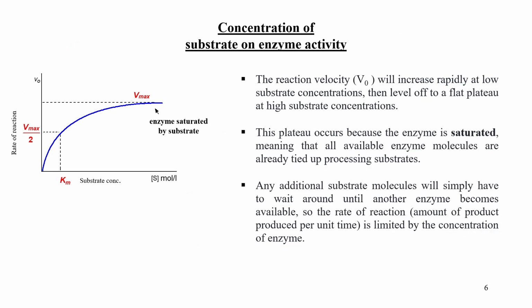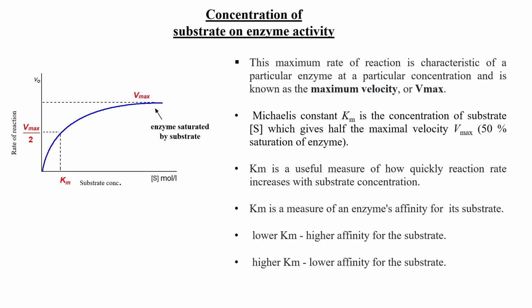Now let's move to the next slide. At this point, what I have written here is Vmax, or maximum velocity. Vmax is the maximum rate of reaction at this particular point, is characteristic of a particular enzyme at a particular concentration, and is the maximum velocity of an enzyme. So Vmax is the maximum velocity.